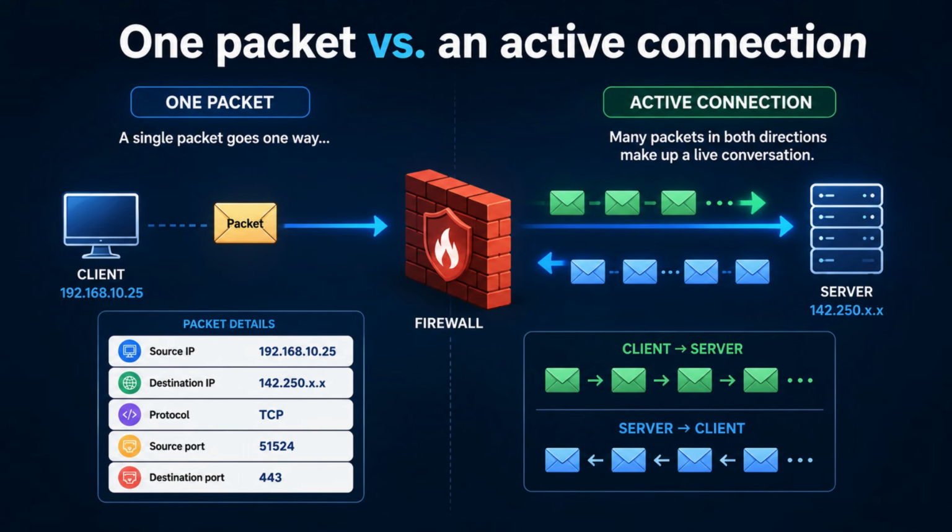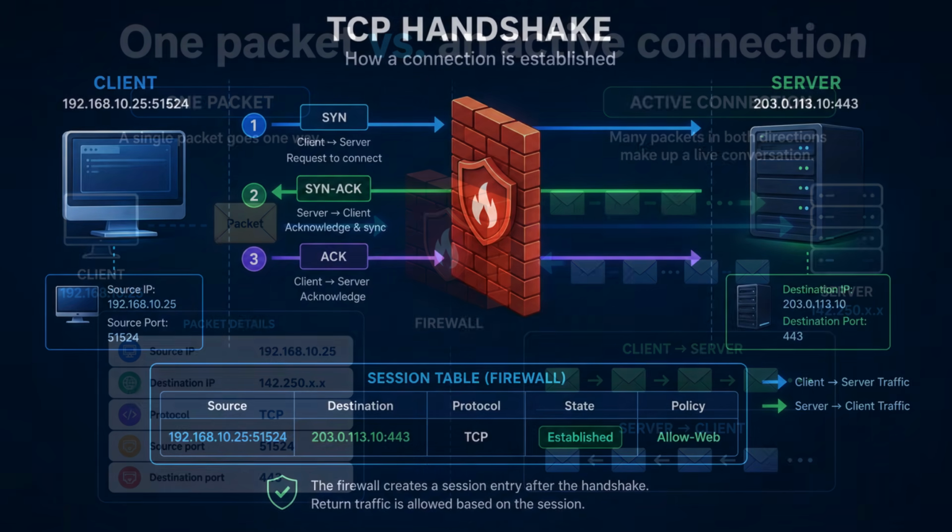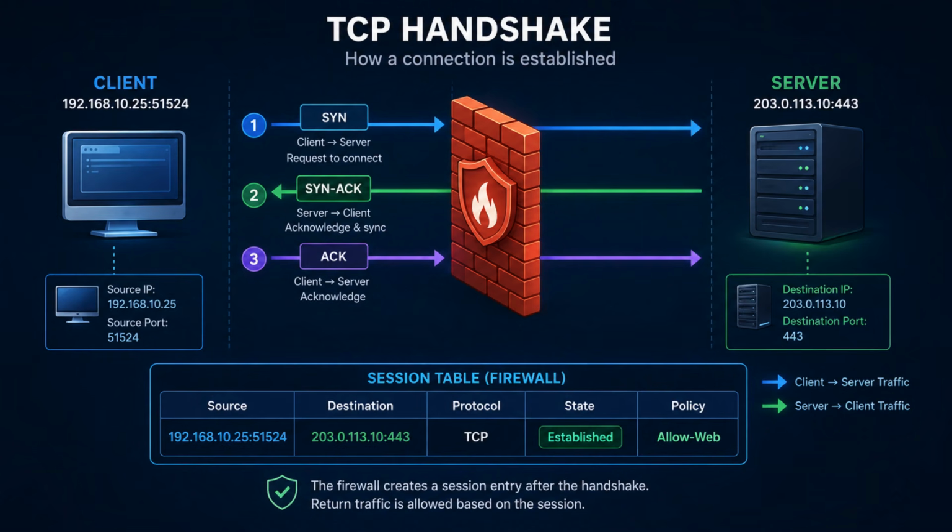Most enterprise firewalls are stateful. This means they can track the state of a connection over time. Instead of treating every packet as unrelated, the firewall can recognize that several packets belong to the same network conversation. That conversation is called a session. A session represents an active communication flow between two endpoints.